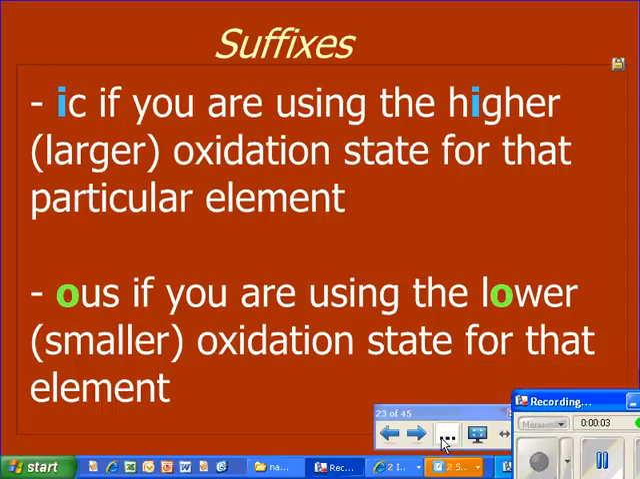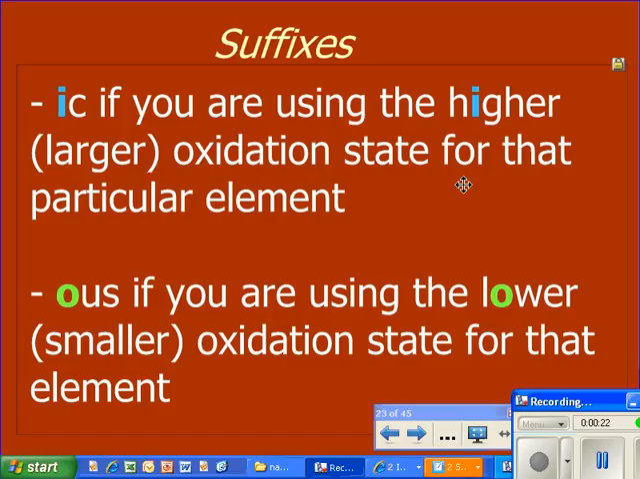Okay, at this point you had seen a video regarding coming up with names from formulas using the common naming system. Now we're going to go backwards and try and figure out what the formula would be if you're given the name. Just as a reminder, the suffixes are ic and us.